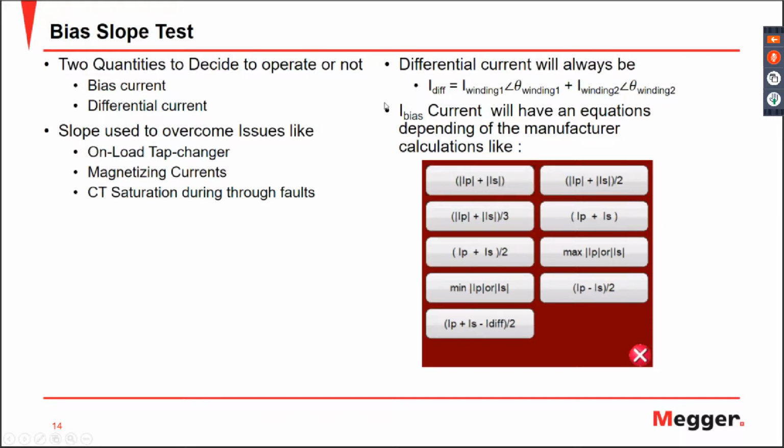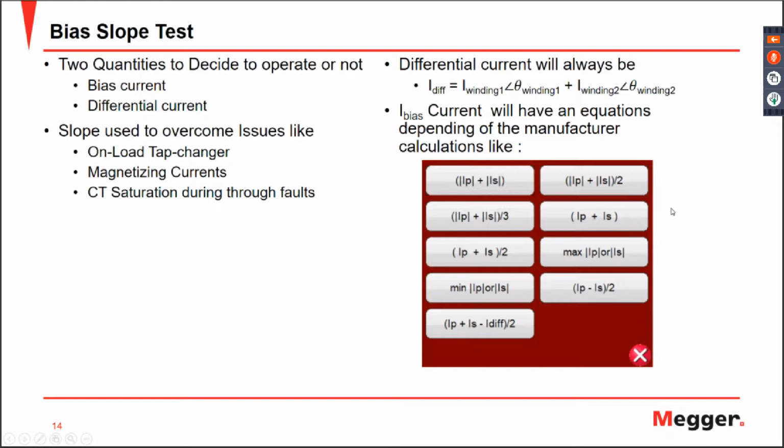But for the I bias, the second quantity I need to compare here, there is a lot of difference between manufacturers. Some of them use the first equation here, IP plus IS as magnitudes. Some use the same equation divided by 2. Some divided by 3. Some use the max of IP or IS. Some use the minimum between I primary and I secondary. Now, it doesn't matter what the equation is. You just need to know it and select it when you want to do testing.